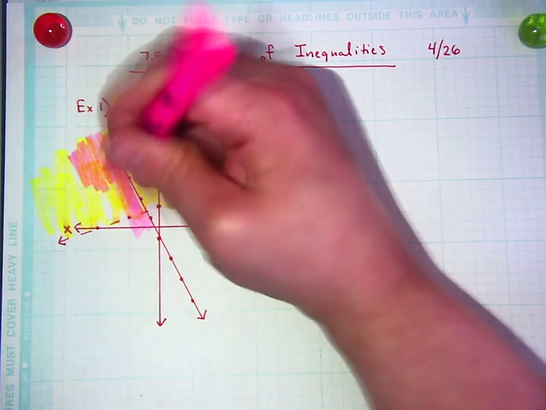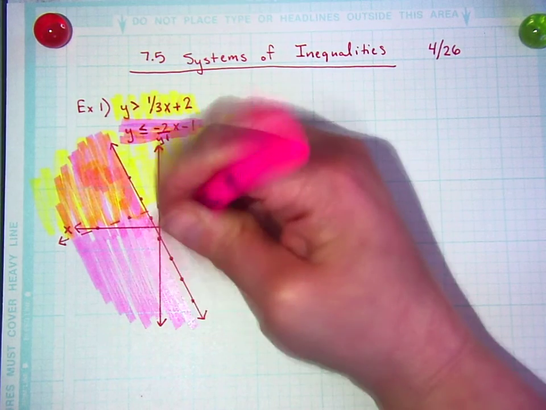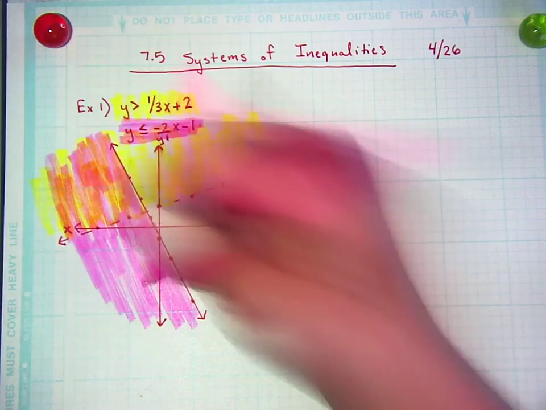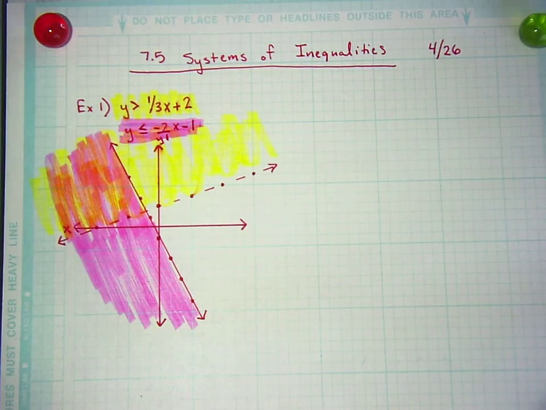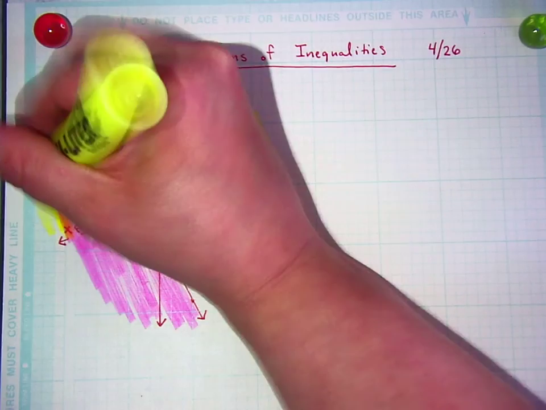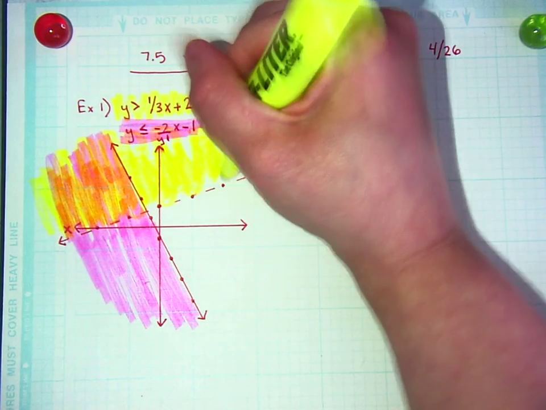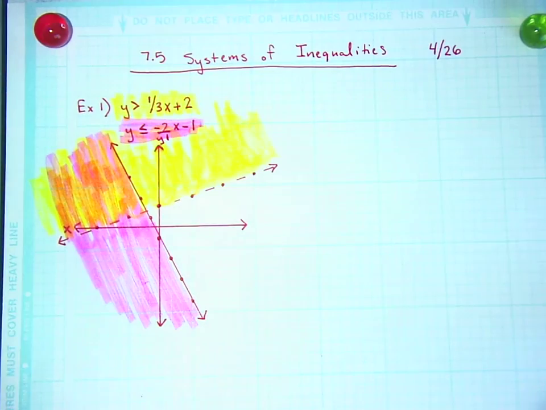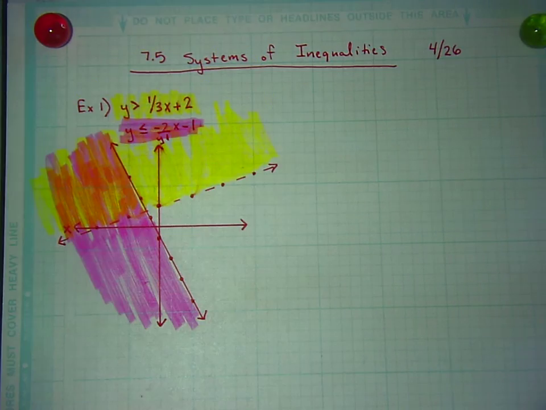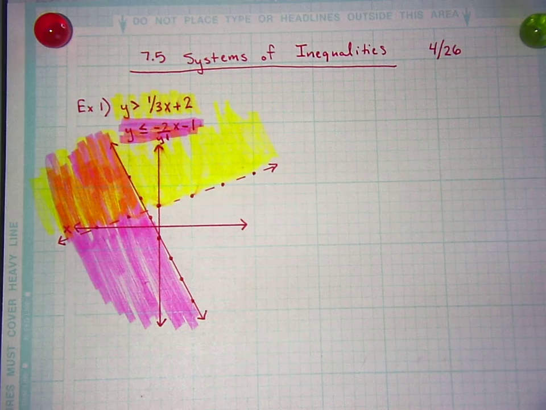I'm going to color it in below this line. Now, it used to be when we were graphing just on the benchmark, right? When we were graphing two lines, the point where they crossed, that one point, that was the answer. But now there's like a whole bunch of answers.